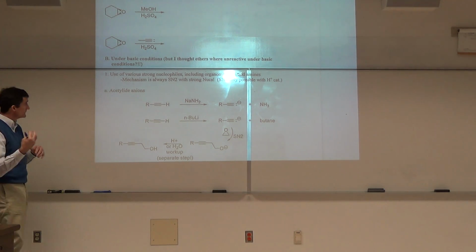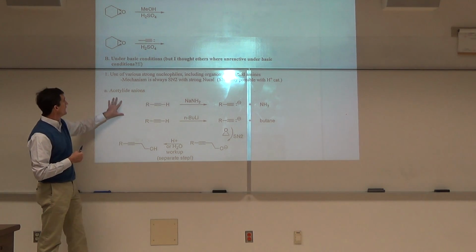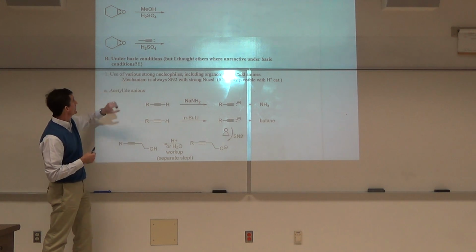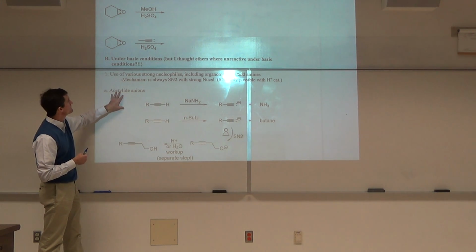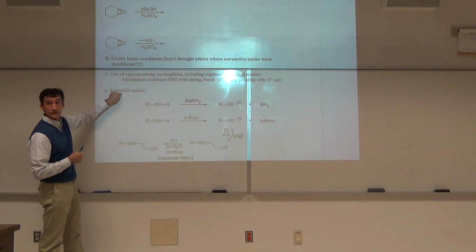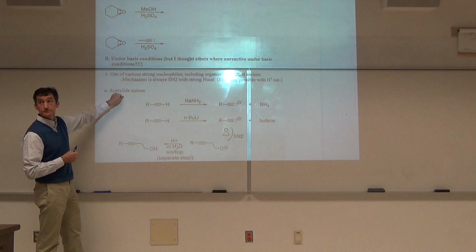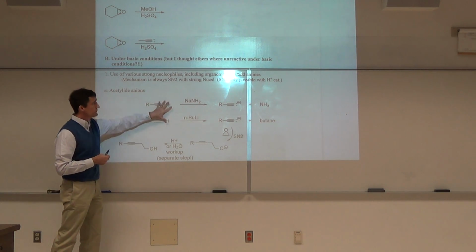Instead of showing an example, let's get straight to some nucleophiles. What type of nucleophiles can we use that are strongly basic or strongly nucleophilic? sp3 carbanions. Well, the first type we're going to see is acetylide anions. And this is largely reviewed from Organic 1.